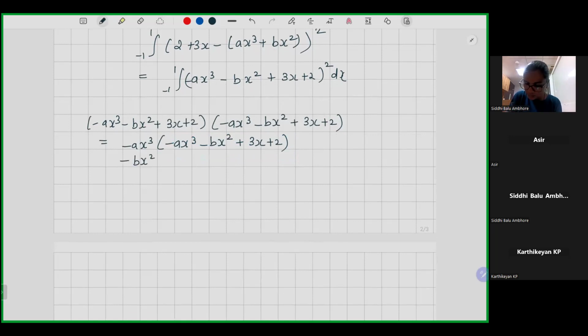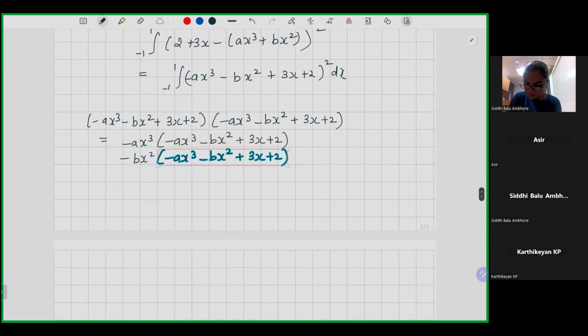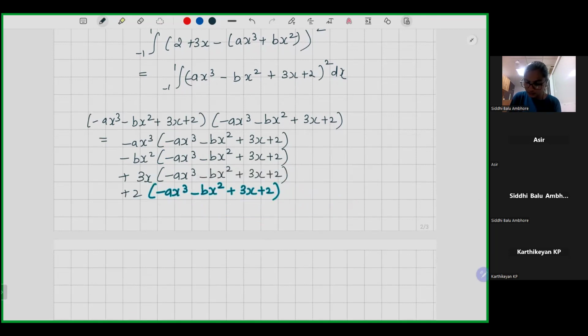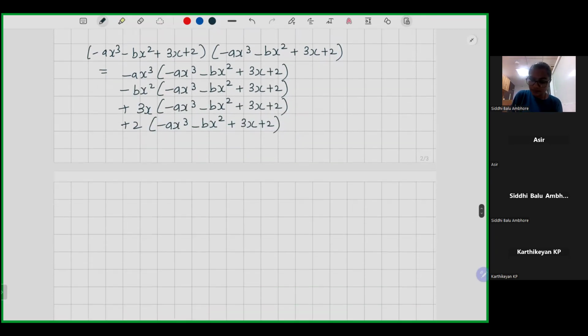Minus bx square into this, plus 3x into this, plus 2. I mean, we could have used that formula of square, but let it be now.